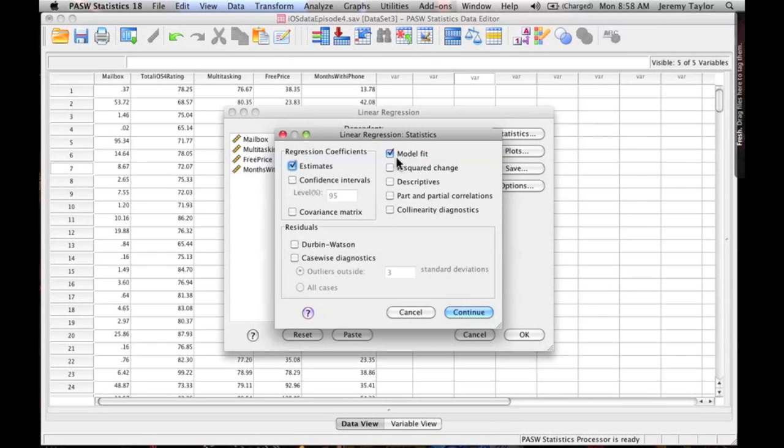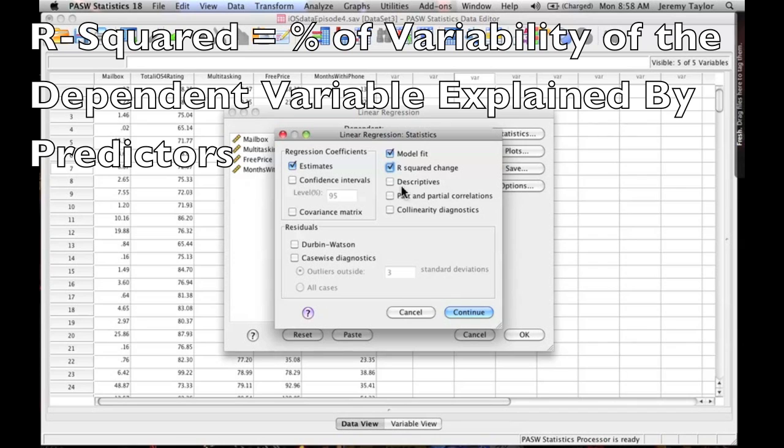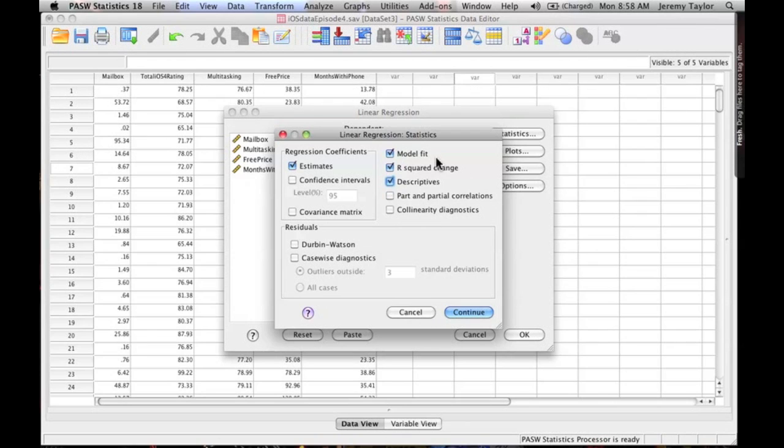Now, under statistics, the default is the model fit, and I also usually will pick the R-square change and the descriptives box. There are some other things here that you can do. You can pick the collinearity if you want to test that assumption.